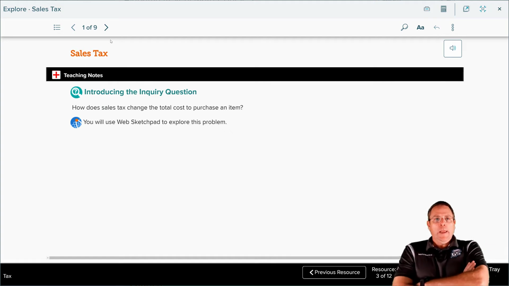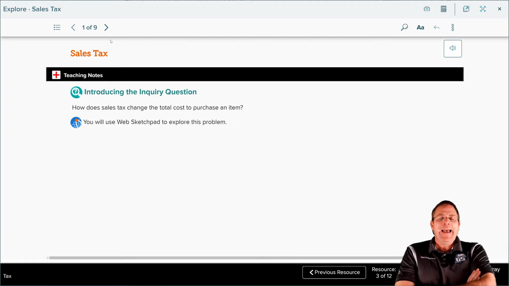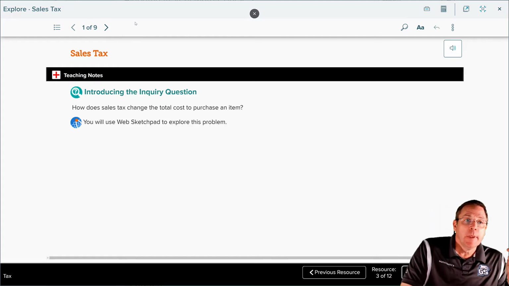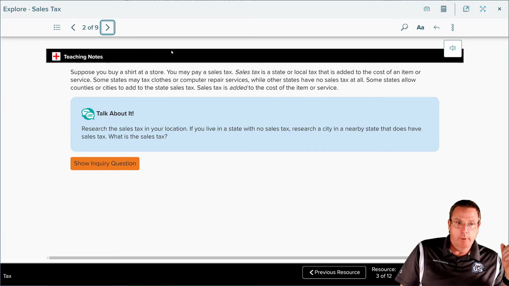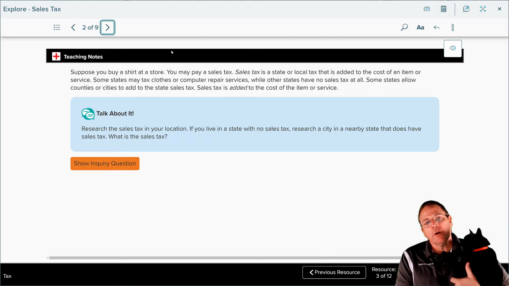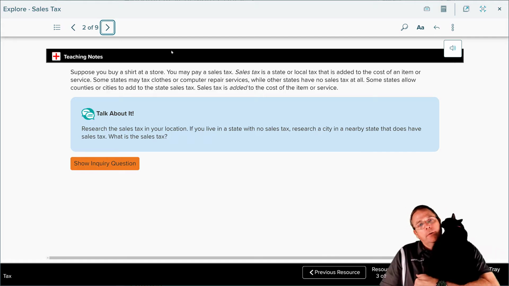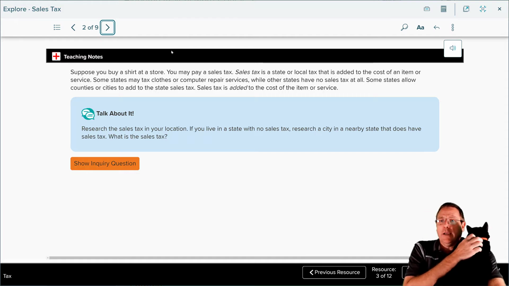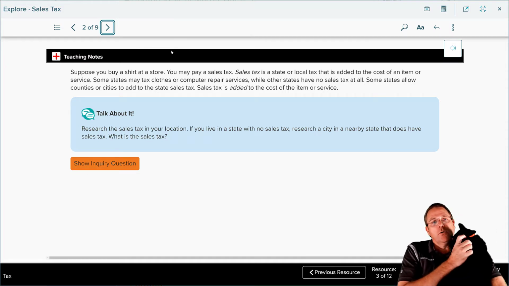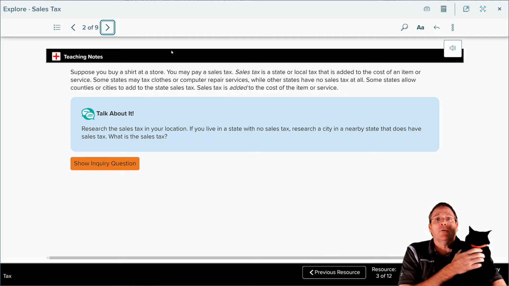So our introductory and inquiry question wants to know, how does sales tax change the total cost to purchase an item? To find out, we're going to use a little web sketch pad and explore this problem. Suppose you are buying a shirt at a store, and you pay a sales tax. Sales tax is a state or local tax that is added to the cost of an item or service. Some states may tax clothes or computer repair services, while other states have no sales tax at all, like the great state of Florida.